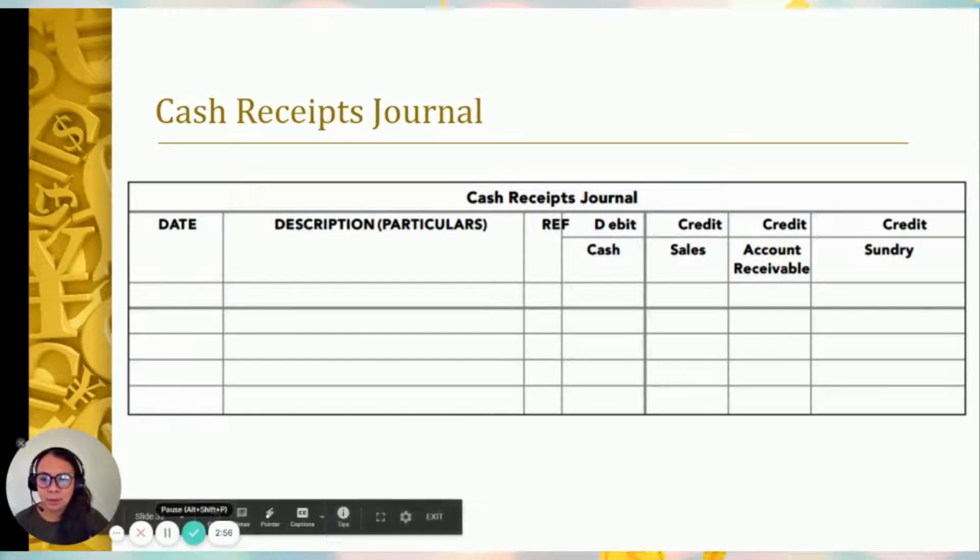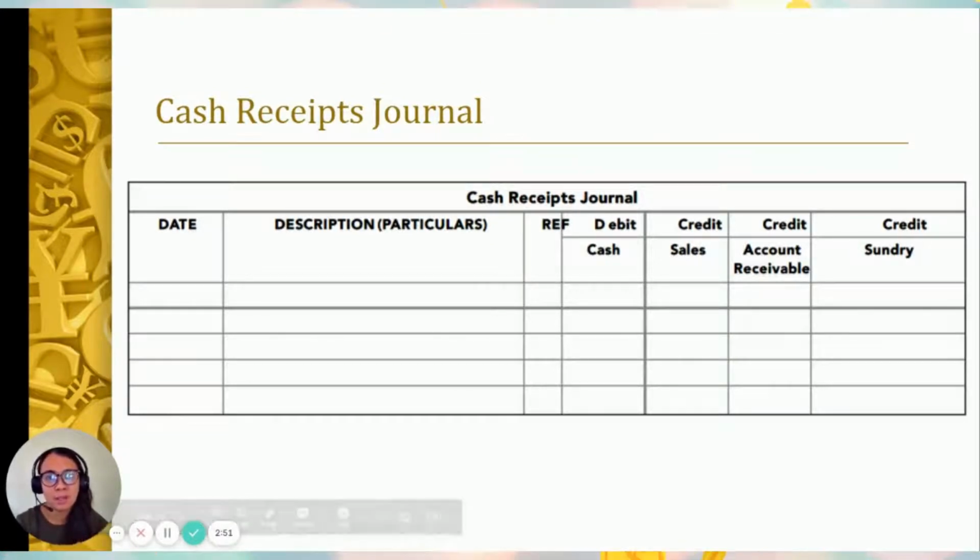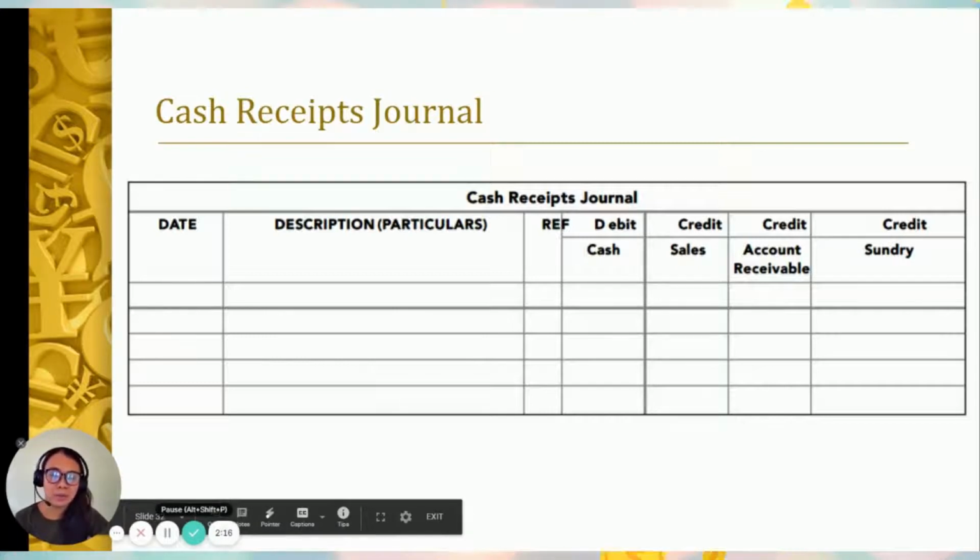Now, for the column sundry, it is used for various miscellaneous and less regular items, because we can say that the cash sales transaction, as also the collection of accounts receivable, is something that is frequent and repetitive. But for the sundry, these are for less regular items such as capital investment or receipt of loan proceeds, among others. So there are also other transactions wherein the business receives cash, but not as frequent or as repetitive as having cash sales or collecting accounts receivable.